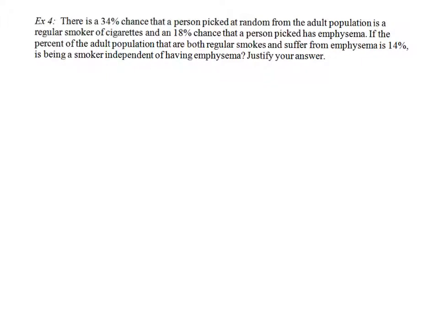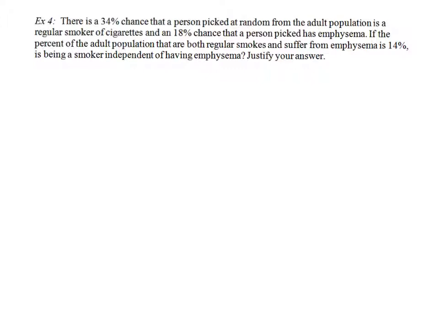Let's read over example number 4. There is a 34% chance that a person picked at random from the adult population is a regular smoker of cigarettes, and an 18% chance that a person picked has emphysema. If the percent of the adult population that are both regular smokers and suffer from emphysema is 14%, is being a smoker independent of having emphysema? You'll notice that this one asks whether I've got independence. The previous one asked, were they dependent on each other?